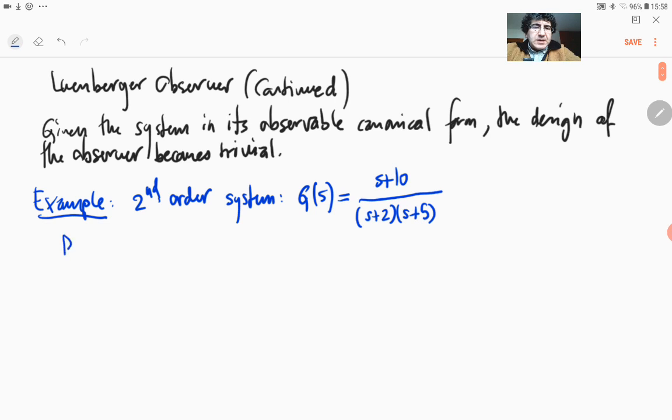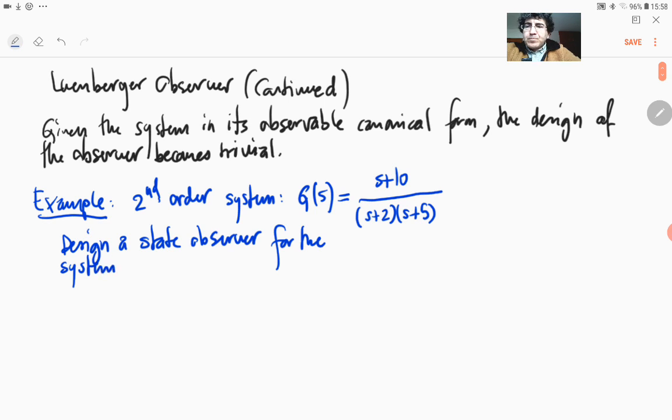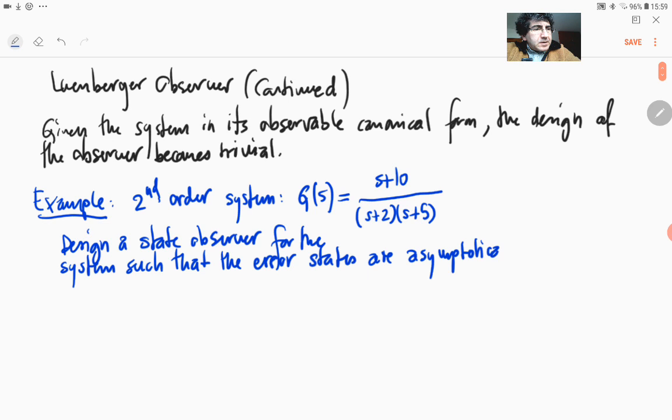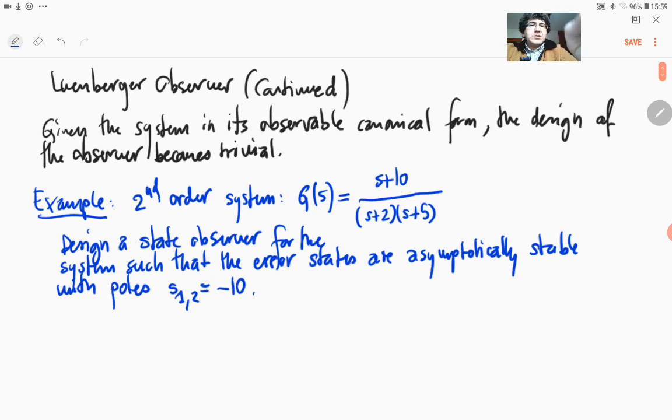So, question is design a state observer for the system, such that the error states are asymptotically stable, with poles meaning the error state poles, right? S1 and 2 is equal to minus 10. Okay, remember what does that mean?